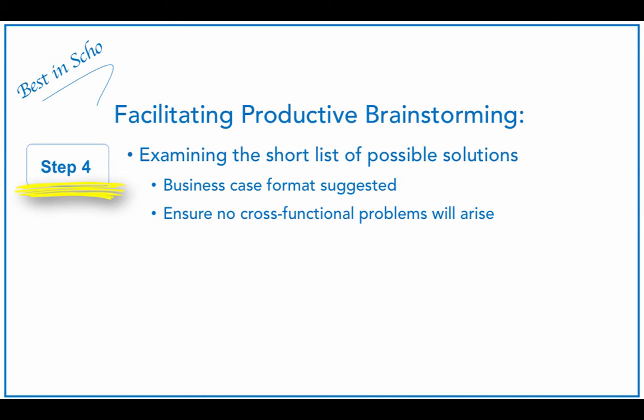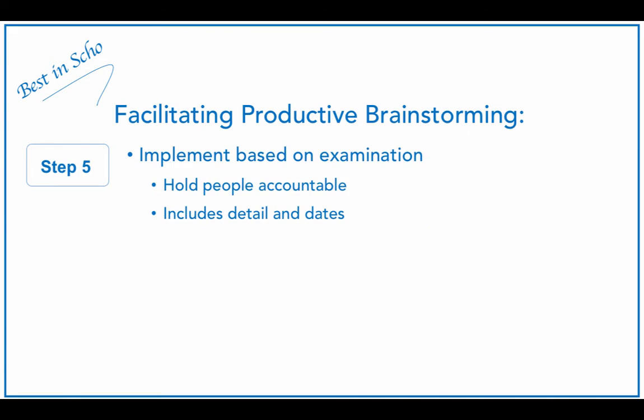This brings us to step 4, which is to do a proper examination of each possible solution for all costs and benefits, both quantitatively and qualitatively. I suggest a business case approach and you will want to include a look at whether there are any side effects that could adversely impact other functions of the company.